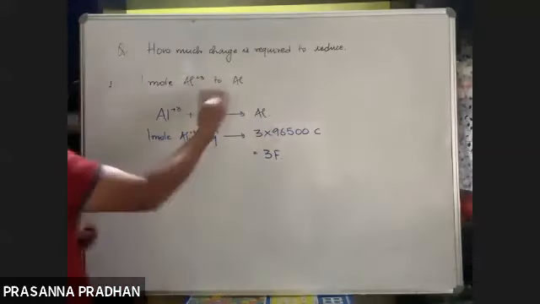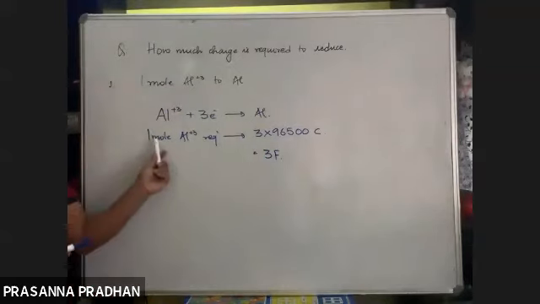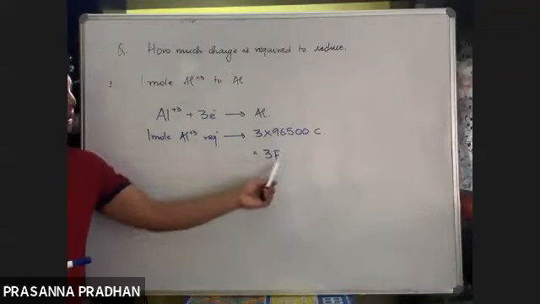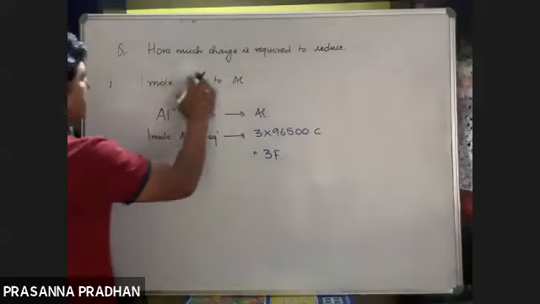So these all are from your objective type questions. It's really simple, a one-answer question. To deposit 1 mole of Al+3, 3 moles of electrons are required. So what is the charge on 3 moles of electron? 3 into 96500. Okay, so let us move towards the next one.